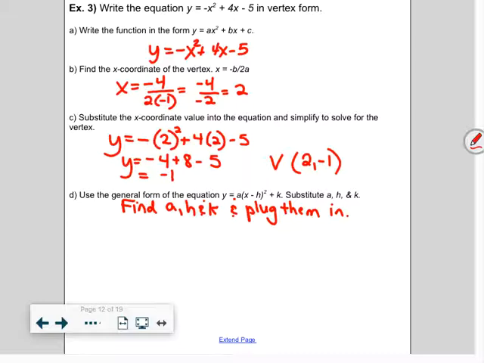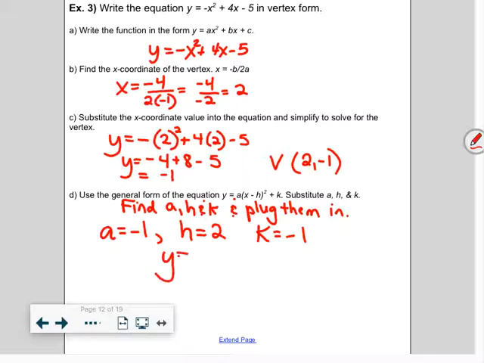All right, so here's the deal. A is negative 1. The H is the x coordinate of the vertex, and K is the y coordinate. A is the easiest one. You just read it off. It's in front of x squared. You go do x equals negative b over 2a to get the h and then your k value.